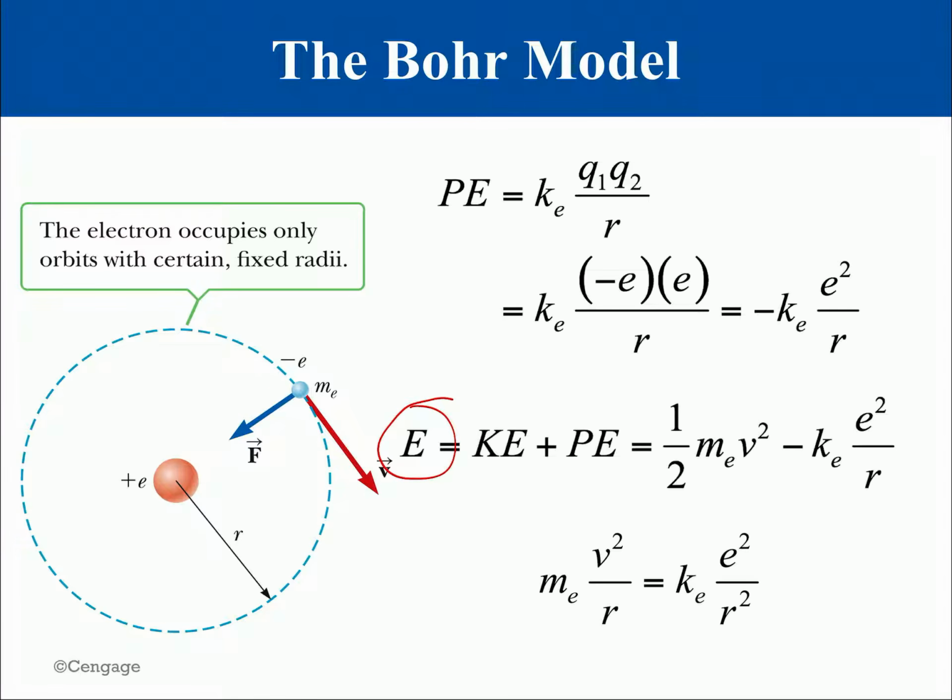We've got the total energy of the atom. We've got the potential energy of the electron. And then we have a way of relating the velocity of the electron in its uniform circular motion to the radius. So we can bring everything together. So let's start doing that.